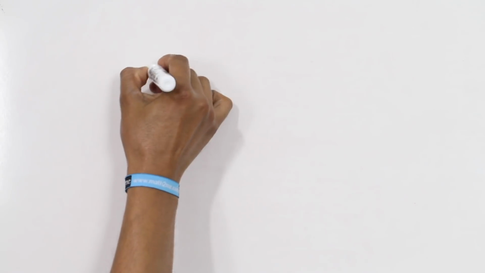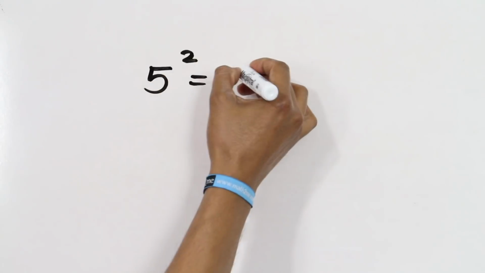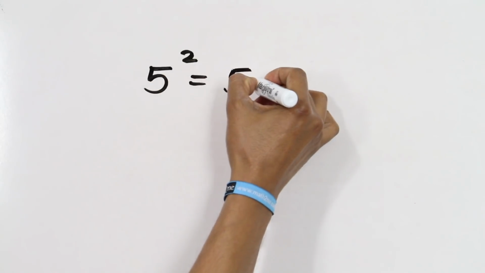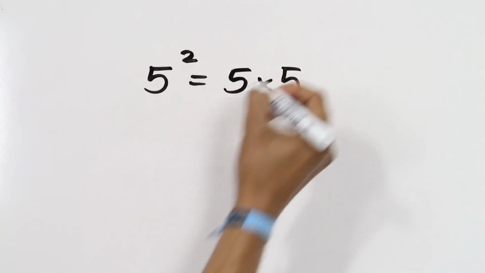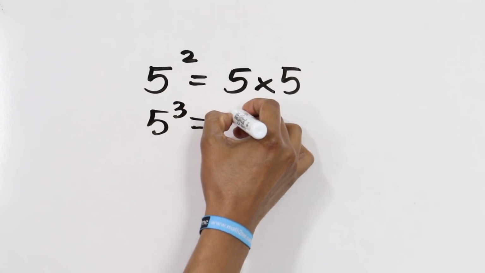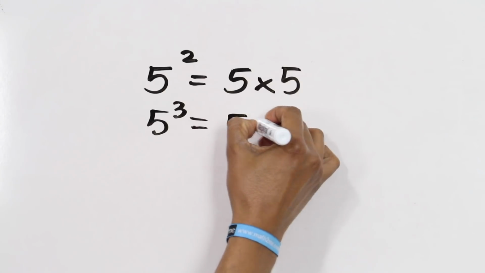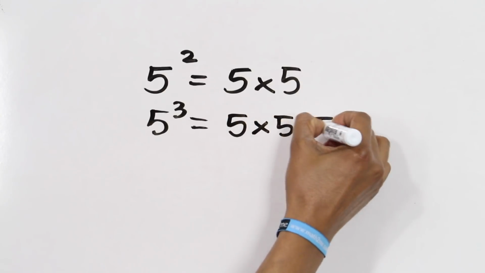Before squaring a binomial, we need to understand what it means to square a number or anything. For example, if you have any number, squaring means that you have to multiply the number by itself twice. So 5 times 5. If you have 5 cubed, it means that you have to multiply it by itself 3 times. So it's going to be 5 times 5 times 5.